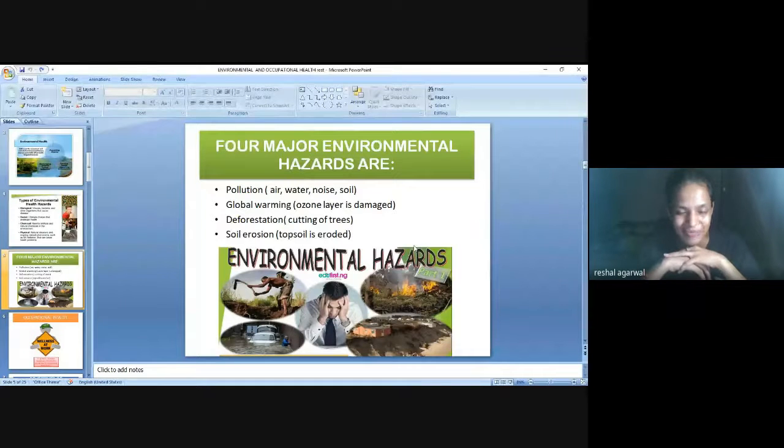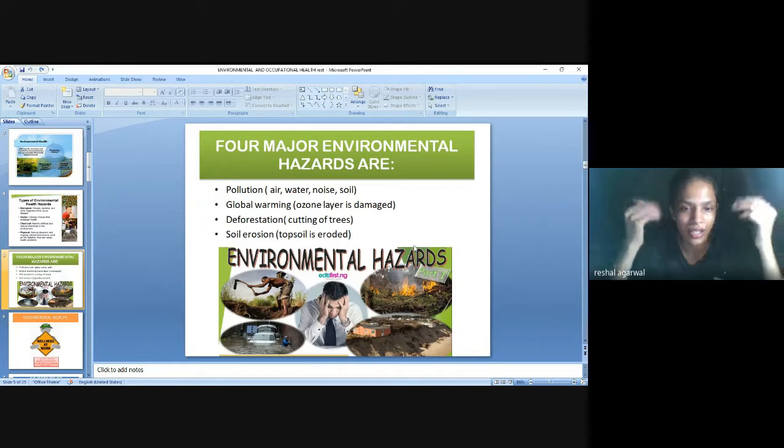So there are four major environmental hazards, that is the pollution, global warming, deforestation, and soil erosion. Talking about pollution, we know there are certain types like air pollution, water pollution, noise pollution, and soil pollution. Global warming tells us about the increase in carbon dioxide in the environment, which ends up with the ozone layer getting decreased. Deforestation is the constant cutting down of trees because of industrialization and many other factors, due to which the oxygen concentration is getting decreased in our environment. Soil erosion is the process due to which the topsoil is eroded.